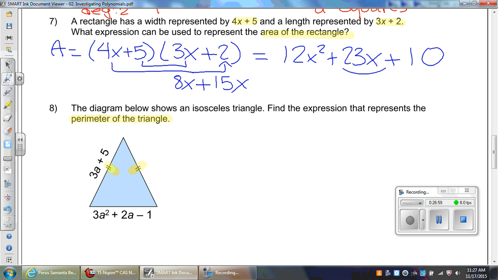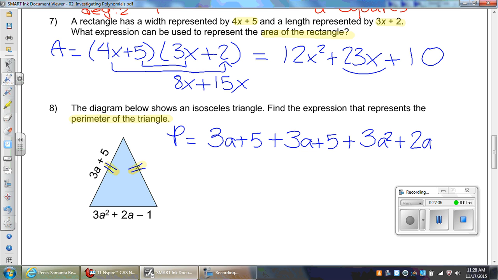All right, now the perimeter. Kimberly, Varela, what do you and your team do to find the perimeter? We did 3a times 3a squared plus 2a minus 1. Well, when we say perimeter, we have to add, not multiply. So let's go back. So this side is 3a plus 5. This one should also be 3a plus 5. And then we add the third side. So the third side we have 3a squared plus 2a minus 1.